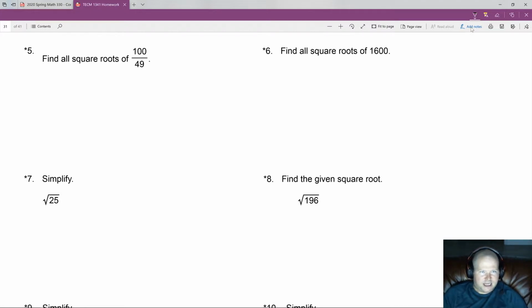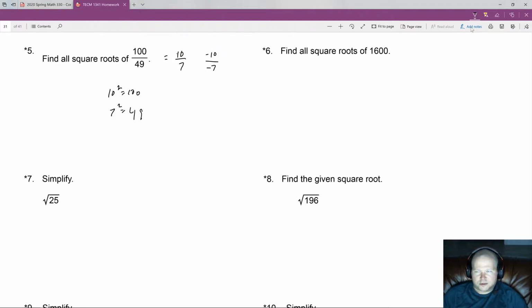What that's really saying is, what's the square root of 100, which is 10, right? So again, 10 squared is equal to 100. And the other one is 7 squared is equal to 49. But it did say find all the square roots. So this is going to be both a positive 10 over a 7, and it's also going to be a negative 10 over a negative 7.